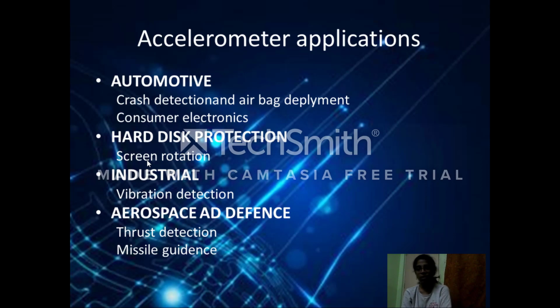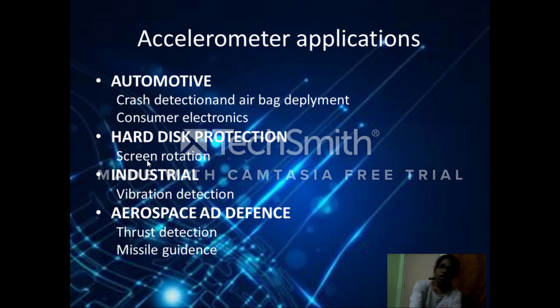What are the industrial applications? There is vibration detection in industry. Vibration detection might be a common thing, but in some cases it might also be a warning, so we use these sensors in industry for detecting vibration. In aerospace and defense, thrust detection and missile guidance are also two applications where these accelerometers are used.